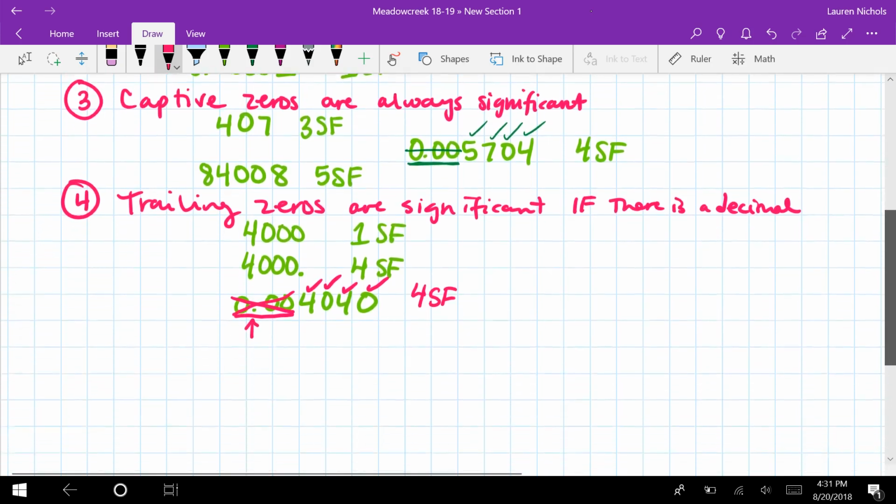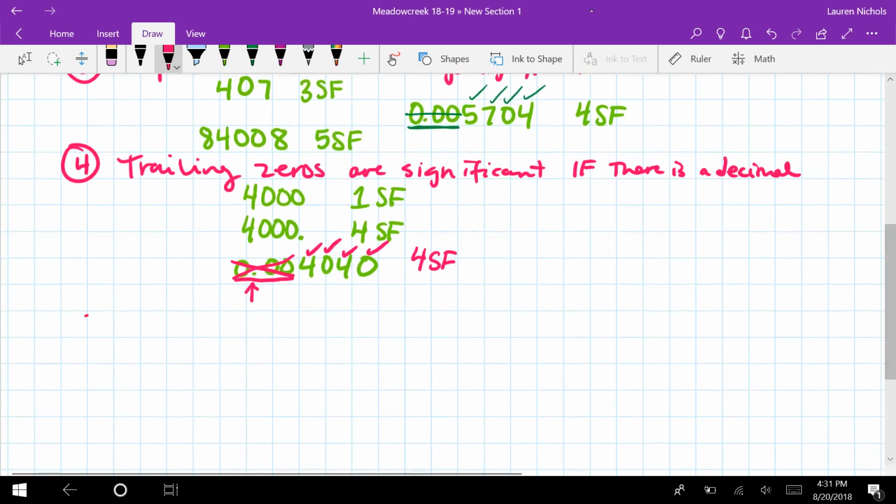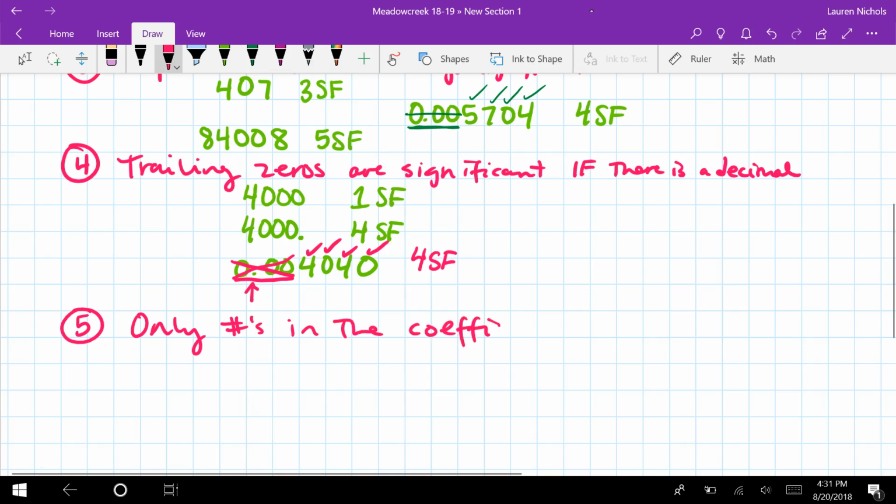The 5th rule applies to scientific notation. So only numbers in the coefficient of scientific notation count. Now, one thing to keep in mind is scientific notation always has a decimal, so zeros in there are always going to count. And you can't have a number less than 1, so you never have leading zeros.